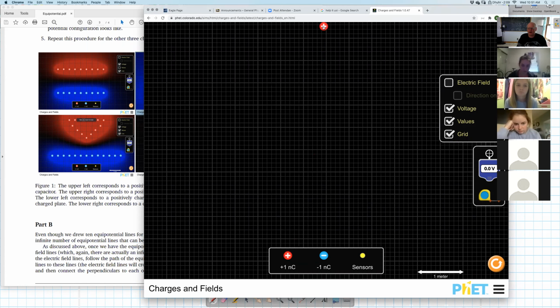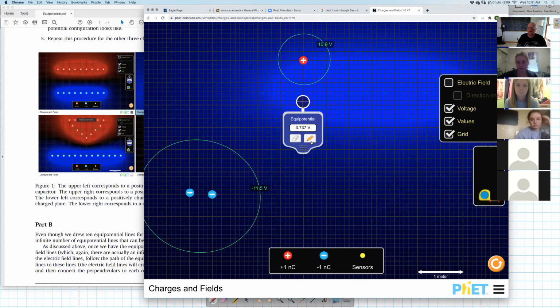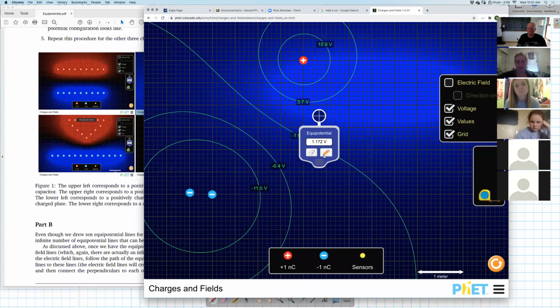So once you have the different scenarios, grab this guy, pull it out, create your equipotential lines, and draw these randomly at different locations. Get some pretty lines.